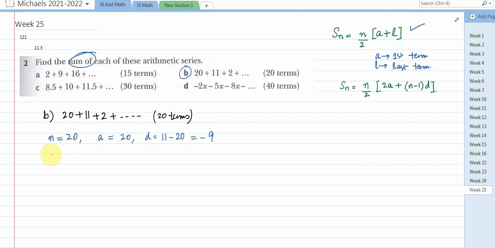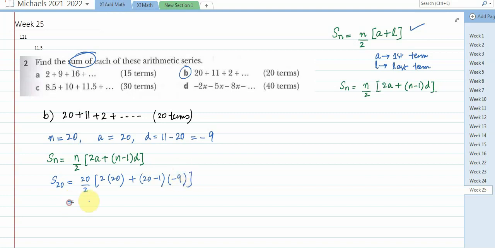So I am going to place the working formula. Sum of n terms is equal to n divided by 2 times (2a plus (n minus 1) times d). At the start, I recommend you to write down the working formula as many times as possible so you can learn it very easily. We are looking for the sum for 20 terms, so the n value is 20, 2 times a, which is 20, plus (n is 20, minus 1) times d, which is minus 9. Once you have placed all the values, you simplify it.